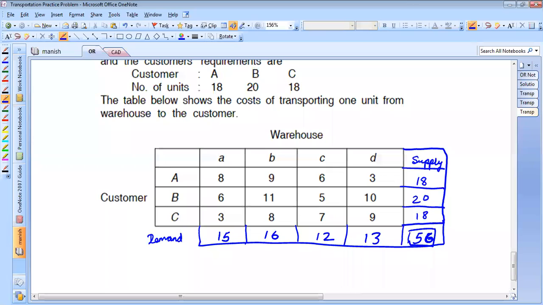Any doubts in this? No, sir. Any problems up to this point? No, then let us just go to the northwest corner method first. So let us go with the northwest corner method. The first is the leftmost column. This is my allocation.